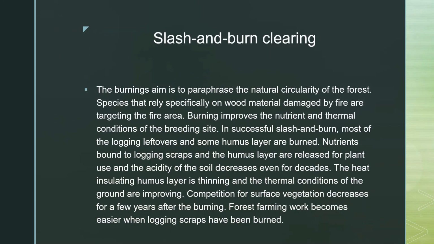In successful slash and burn, most of the logging leftovers and some humus layer are burned. Nutrients bound to logging scraps and the humus layer are released for plant use, and the acidity of the soil decreases for decades. The heat insulating humus layer is thinning and the thermal conditions of the ground are improving. Competition from surface vegetation decreases for a few years after the burning. Forest farming work becomes easier when logging scraps have been burned.